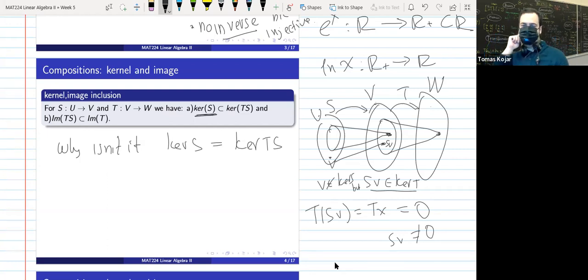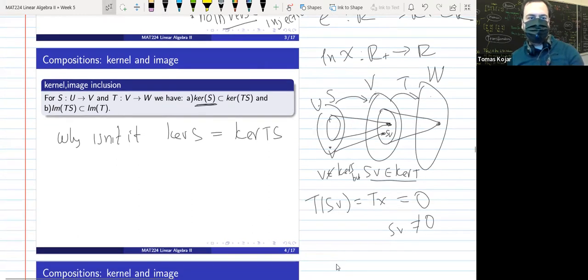I don't know. You don't need them to be equal, and they both have the same kernel. No, the kernel is always in the domain, right? So kernel of S and kernel of TS are both inside U. Okay. I mean, we can talk about this more.